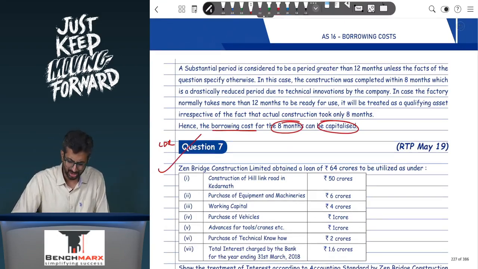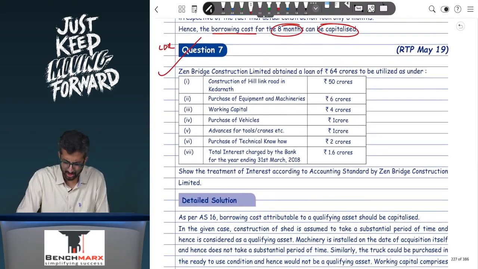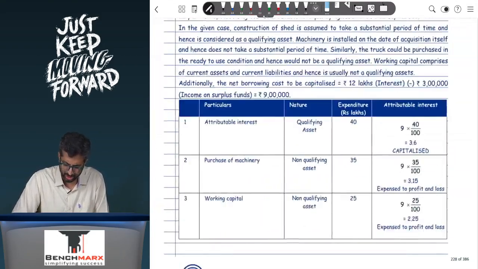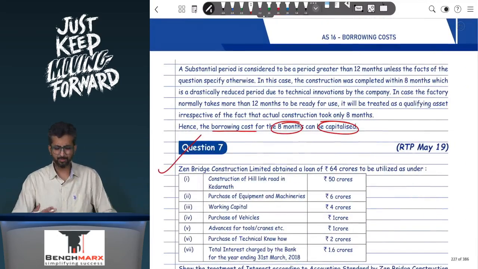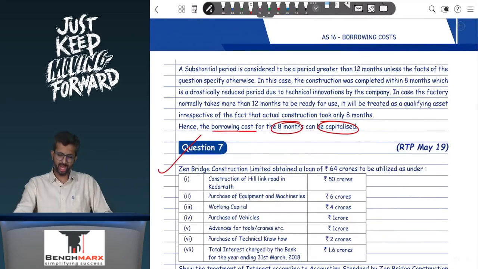Now, question number 7. I think 7 or else 8 is a better question for LDR, I would say. Have I written? Yes, okay. 8 is a slightly better question for LDR. I have marked 2 earlier. 2 and 7 are by and large the same.